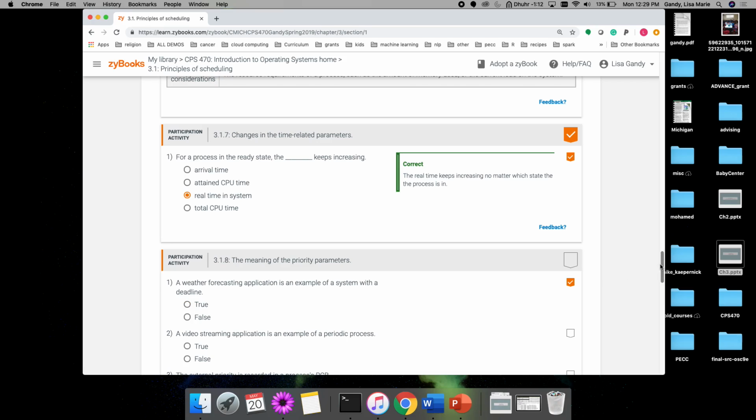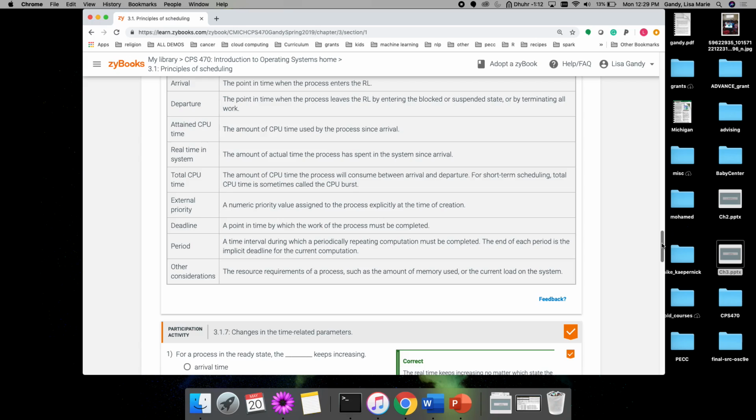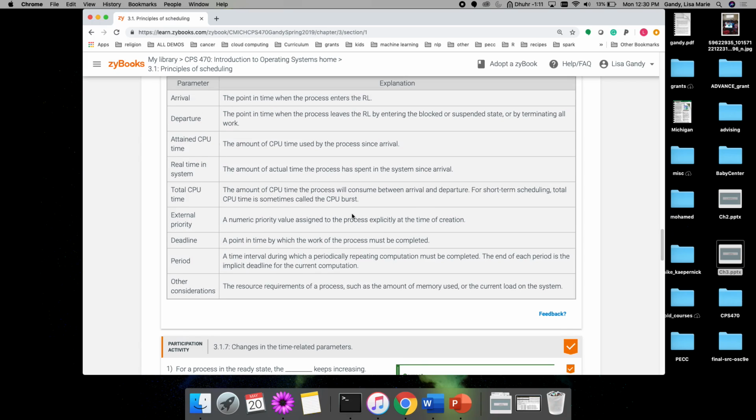What was the difference between attained and total? Okay, let me make sure I don't tell you the wrong thing. Total CPU time is basically predicted. We're not sure about this, it's kind of a prediction that's occurring. And attained is the amount of time it's had so far. So you're trying to predict how long you think it will spend on the CPU. Yes. And today we're going to talk about how you can predict this by using past performance.